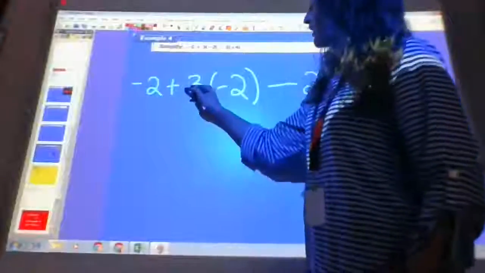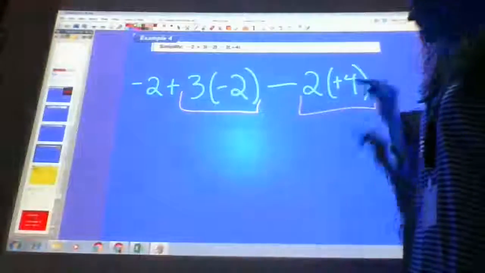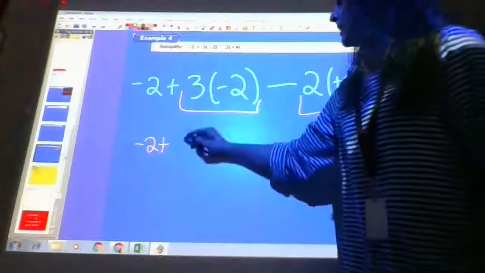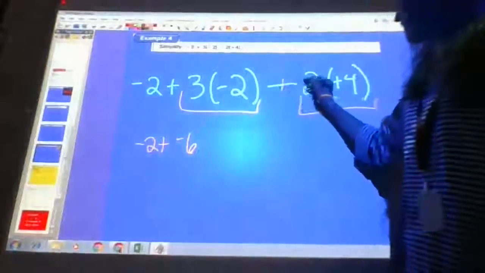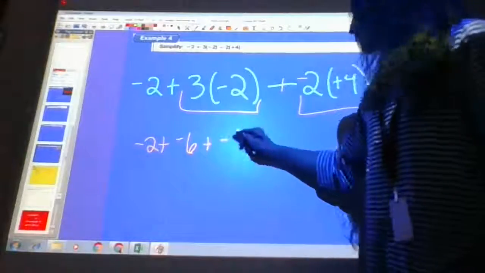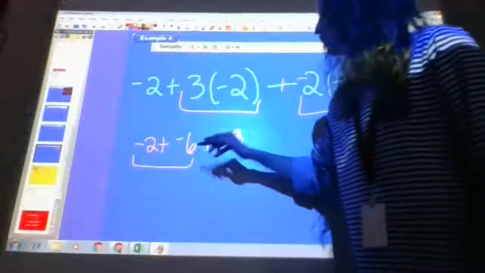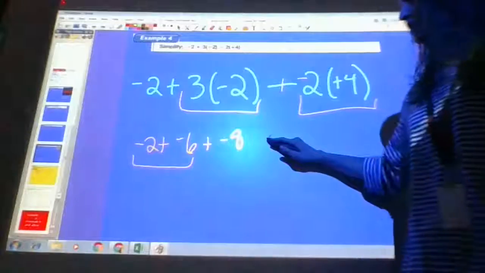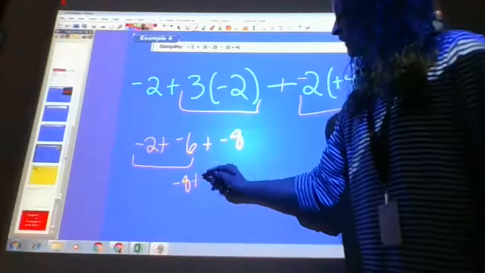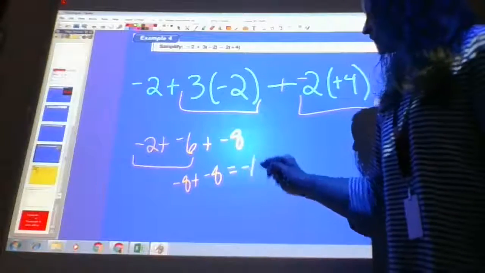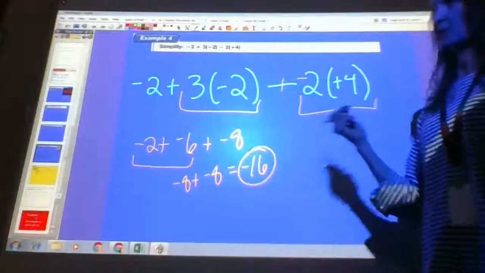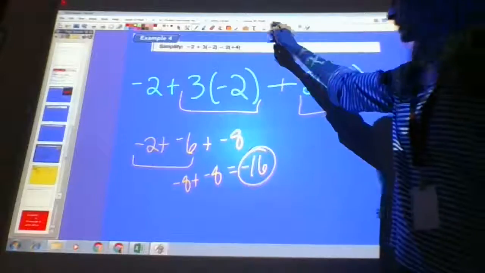And then if we go for it, I always do brackets around what I do first. Keep the -2 there. 3 times -2 is -6. Add the inverse here. -2 times 4 is going to be -8. Since it's all addition, we can just go left to right. -2 plus -6 is -8. -8 plus -8 equals -16. And once again, time and time again, you just go back to PEMDAS. Keep following the PEMDAS.